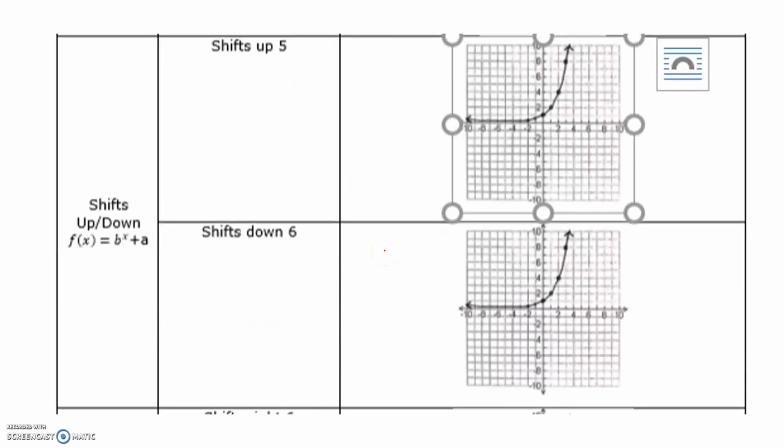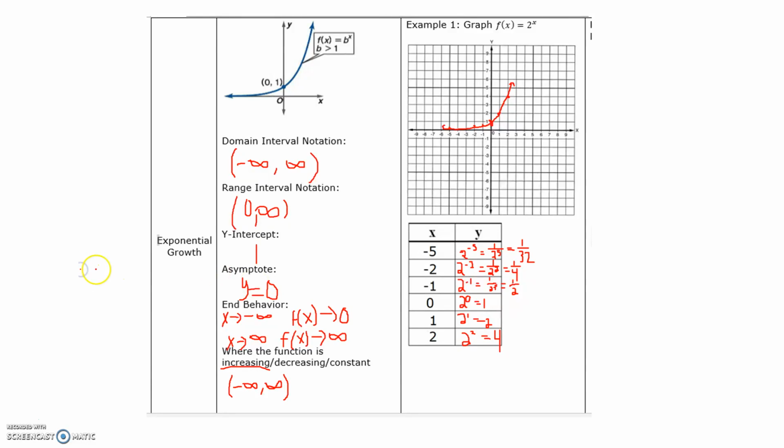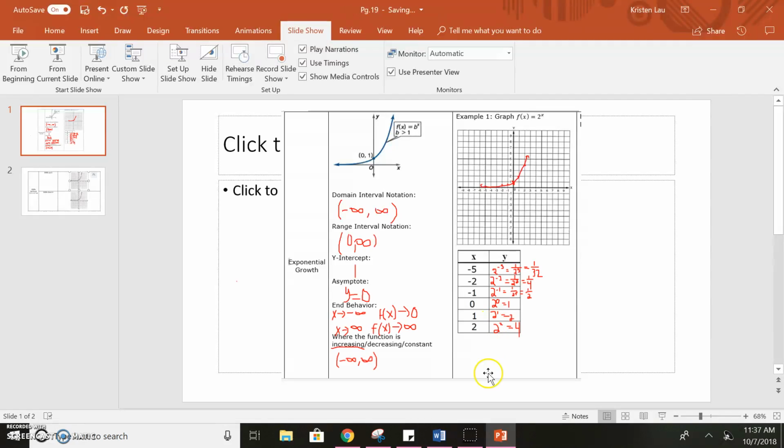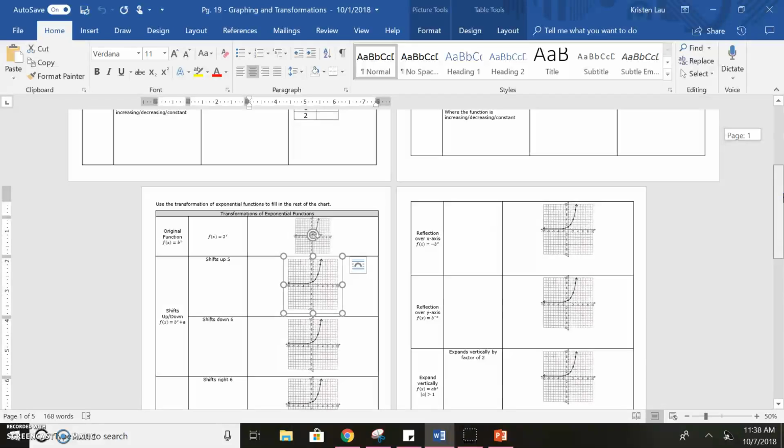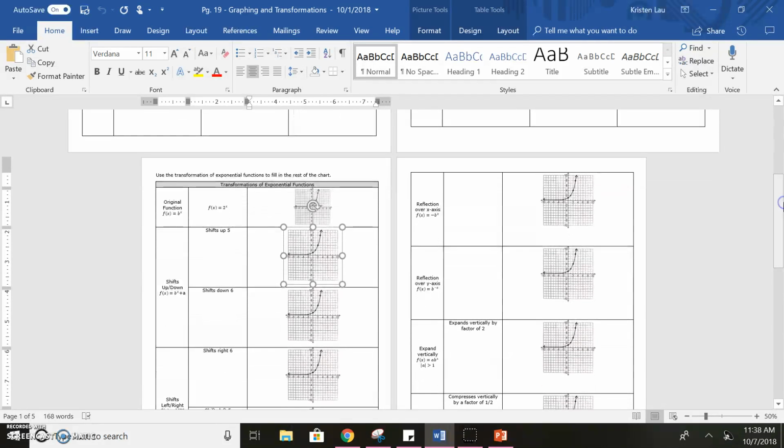Okay, so now you're going to do the same thing for the next example. For example 2, e is just 2.71. You can round it off. And then you're going to do the same thing for exponential decay. So you're going to graph example 3 and then both of those example 3s. And then we're going to talk about transformations of exponential functions to fill in the rest of the chart.